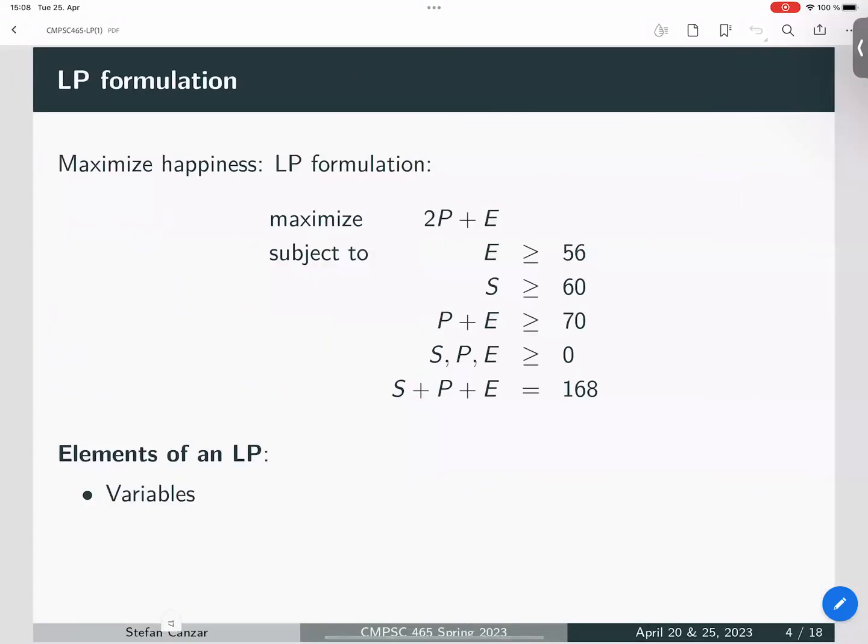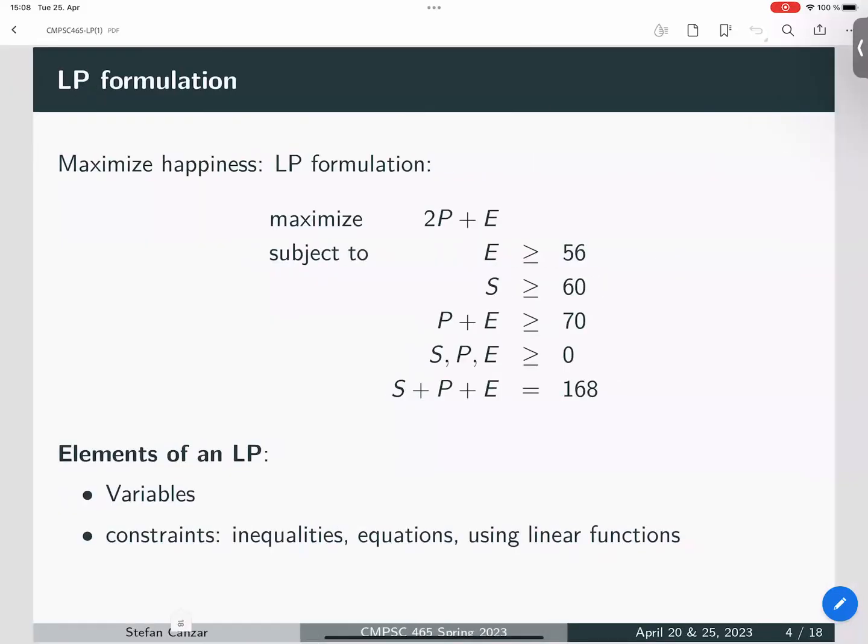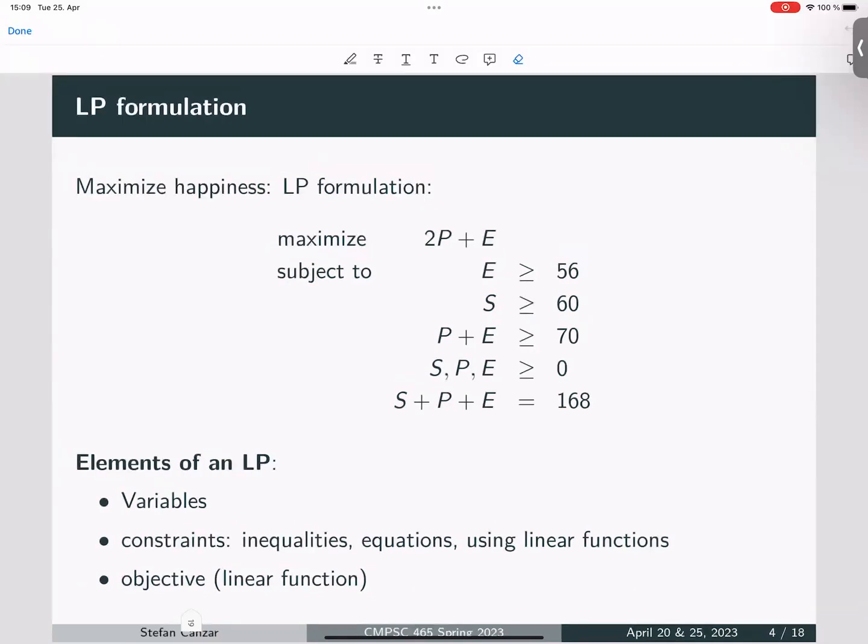So you can see in this example what the basic elements are of our linear program. We have variables. In the previous example, we had 3 variables, but generally there are n variables. We have constraints that use these variables and use linear functions in these variables to formulate inequalities, equations, as I said, using linear functions. And finally, we have an objective, which again is a linear function in our variables, S, P, and E in this particular example. And this objective can be a minimization, it can be a maximization.